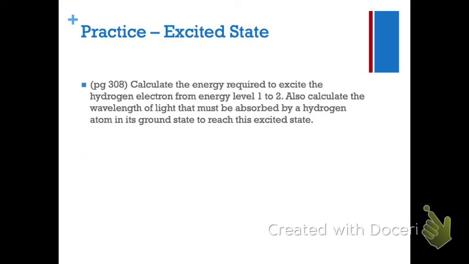Calculate the energy required to excite the hydrogen electron from energy level 1 to 2. Calculate the wavelength of light that must be absorbed by a hydrogen atom in its ground state to reach this excited state. So I want you to start writing out a couple things. We're going to look at the energy at level 1 and at level 2, and then we'll compare them, or do some math to get around those. All right, so what are some things we know about a hydrogen atom? How many protons does it have?